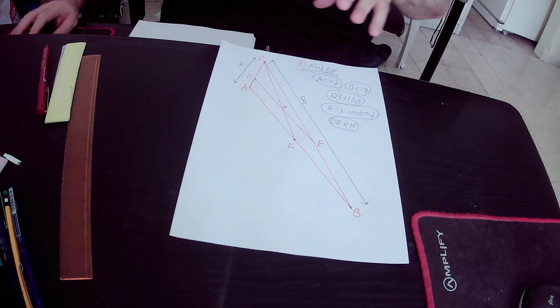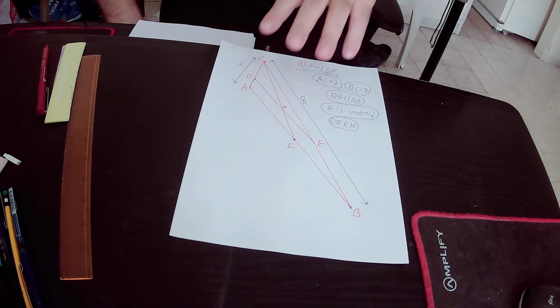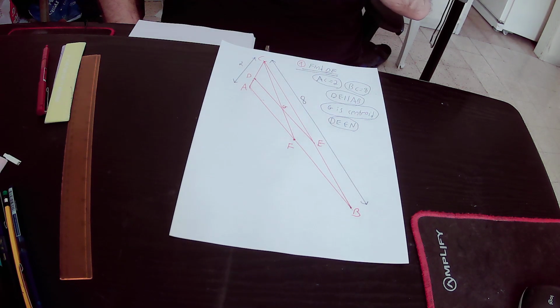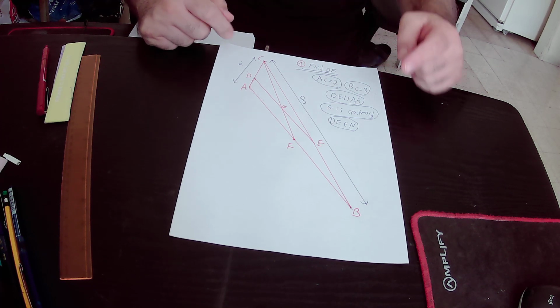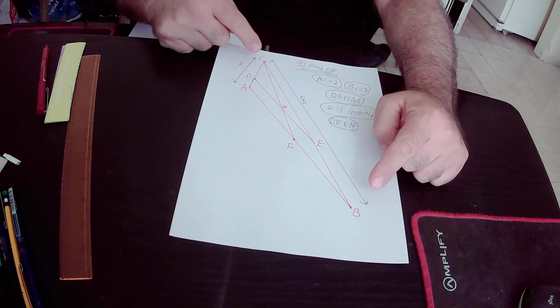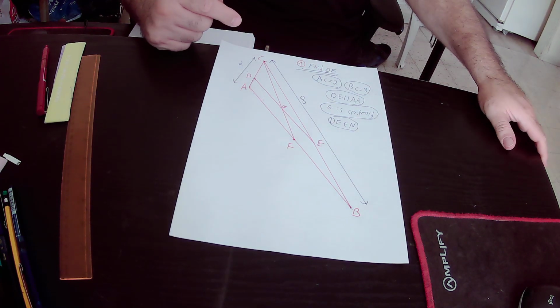Hello, in this video we will find the value of DE. In the drawing we have triangle ABC. We know that this side AC of the triangle equals 2 units. Side BC of the triangle equals 8 units.